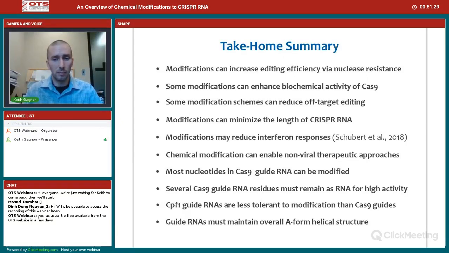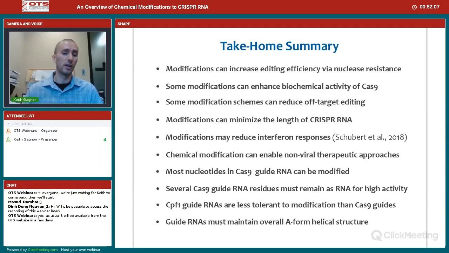And a paper that I didn't talk about that came out in 2018, an IDT paper, Schubert et al., 2018, studied the effect of modifications on interferon responses. Chemical modifications are going to be key for non-viral therapeutic approaches. And one of the themes that came out is that although you can modify most of the nucleotides in a Cas9 guide RNA, some of them are really recalcitrant to modification. So you could almost make an RNA-free CRISPR, not quite.